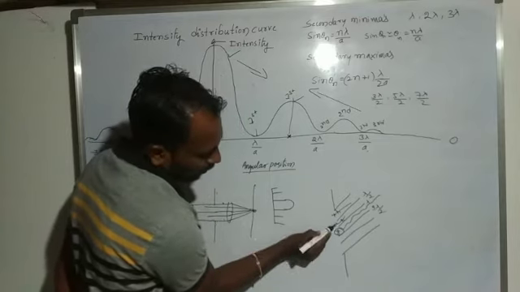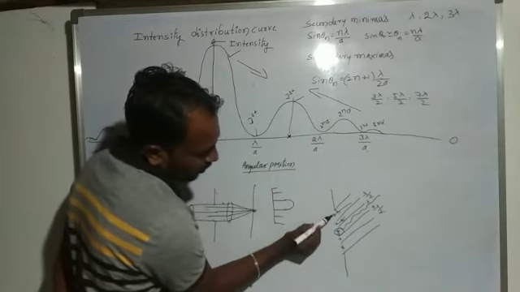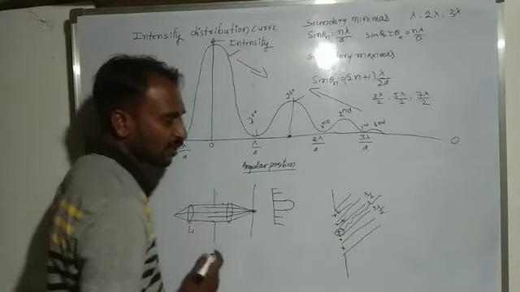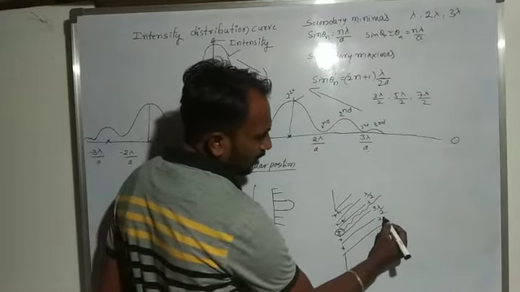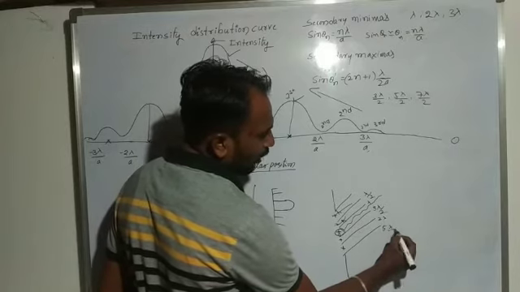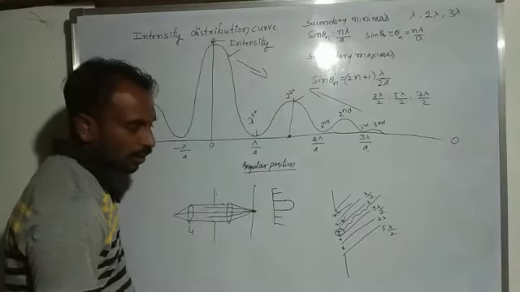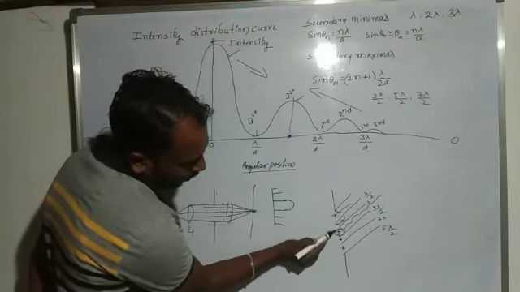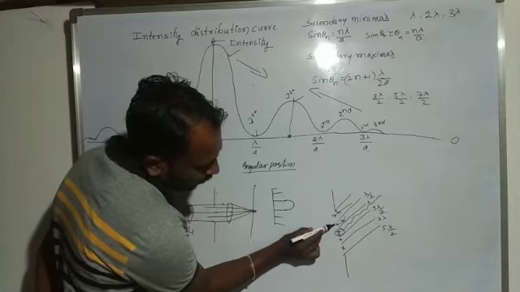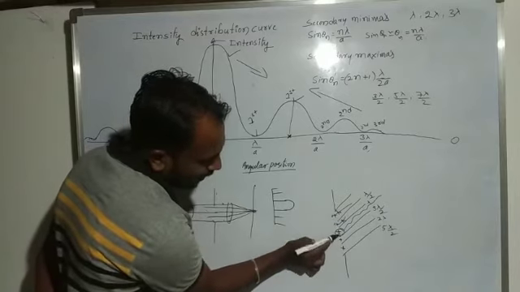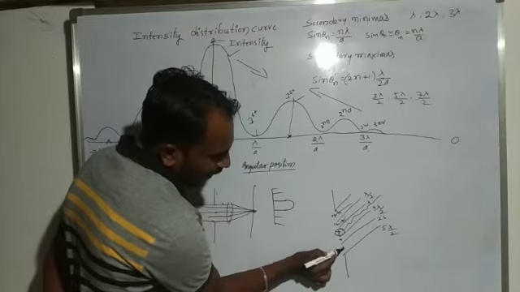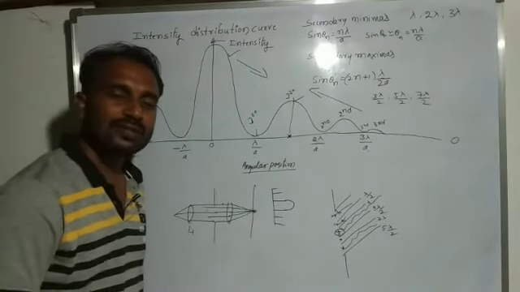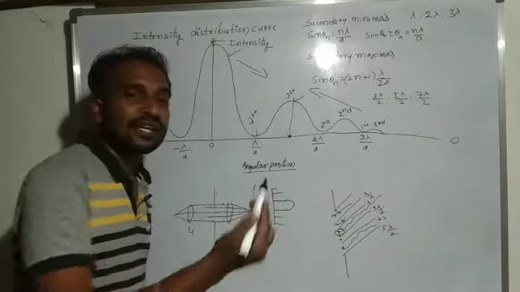Suppose each distance has a path difference of lambda by 2. So here we have 2 lambda and 5 lambda by 2. Here 1, 2, 3, 4, 5. These two are cancelled and these two are cancelled, and the remaining waves produce a particular intensity of a fringe. So that's what we consider a second secondary maxima.